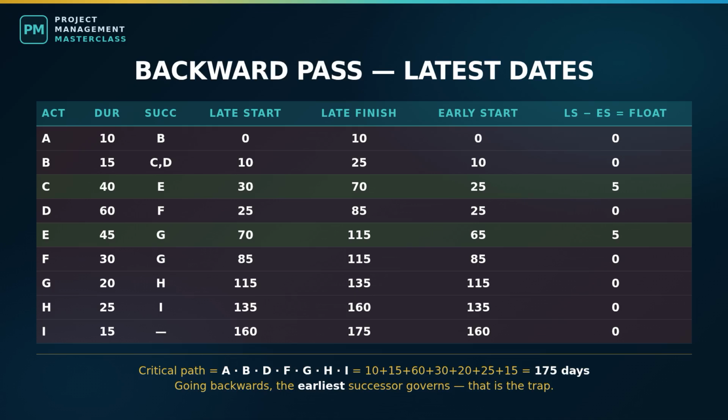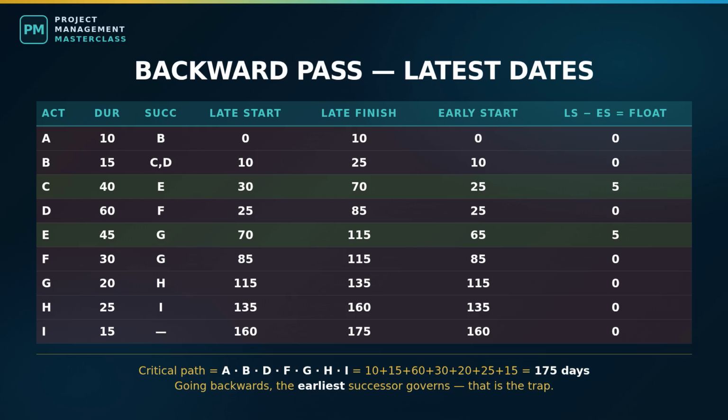Both passes are done. Now the payoff, and it is one subtraction. For every activity, latest start minus earliest start. A, 0 minus 0, 0. B, 10 minus 10, 0. C, 30 minus 25, 5. D, 25 minus 25, 0. E, 70 minus 65, 5. F, 85 minus 85, 0. G, H, and I, all 0.